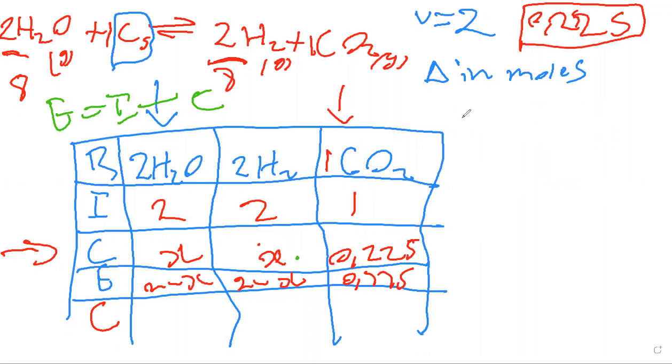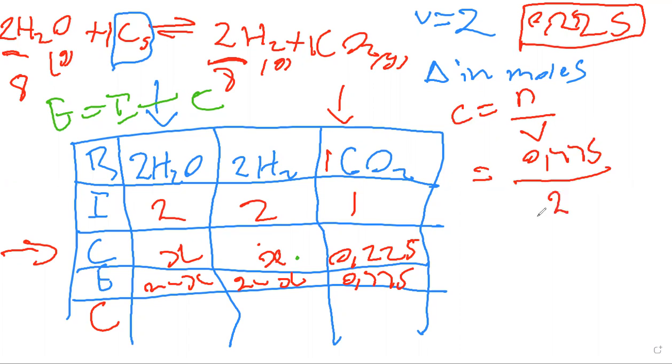Okay, C is equal to n over V. So my number of moles at equilibrium is 0.775 divided by the volume, which is 2. So this divided by 2 gives the concentration of this one. Then the concentration is 0.387 mole per decimeter cube.